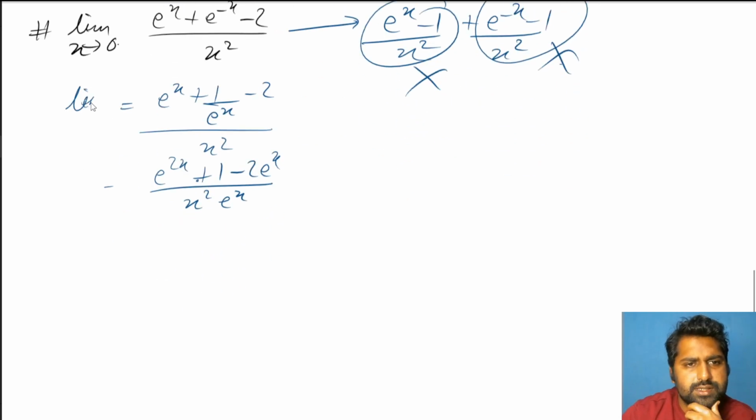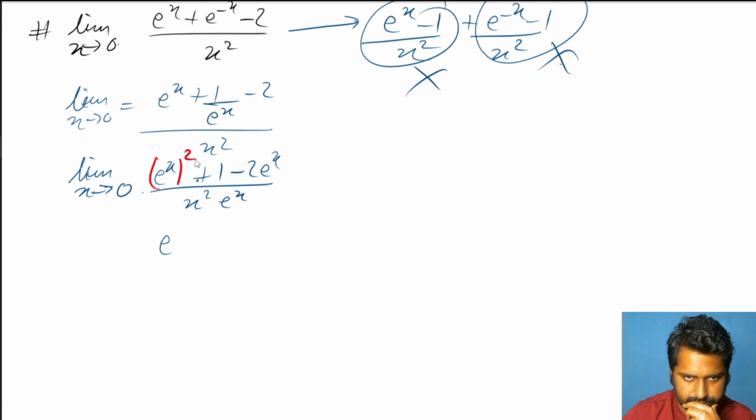The question is limit x tends to 0. I'm rewriting this now. Don't write e raised to power 2x like this; write e raised to power x multiplied 2 times, so I can write it as a whole square. Now why is that beneficial? Look at this: a square, 1 is 1 square, so b square, minus 2ab. So you see the identity of (a minus b) whole square is there.